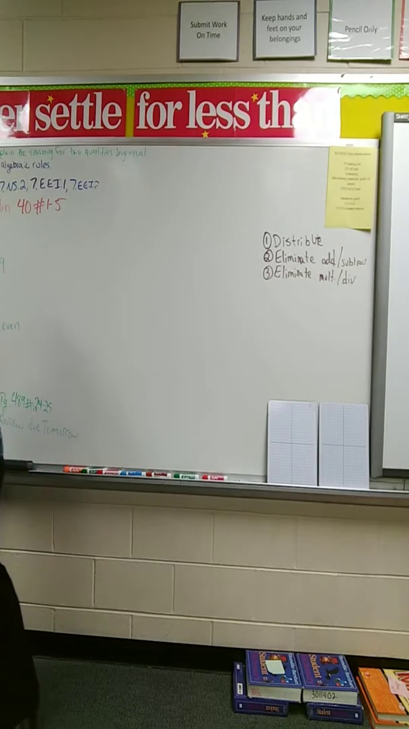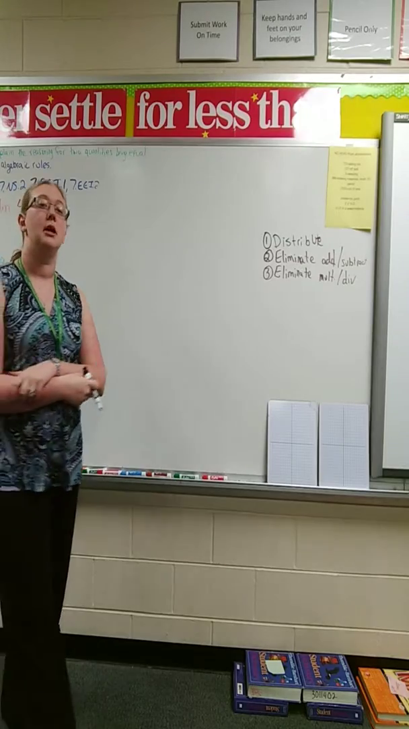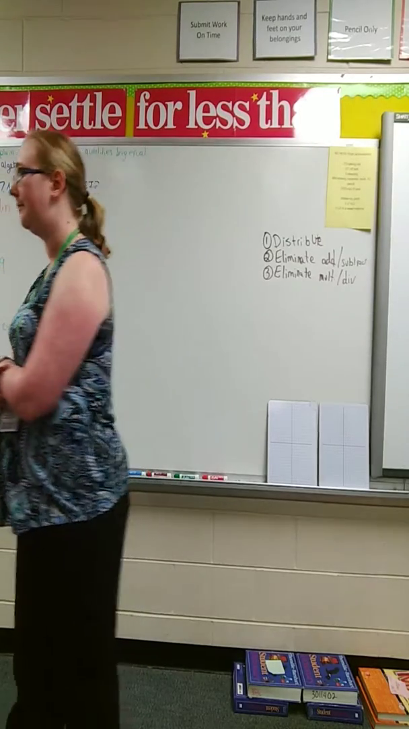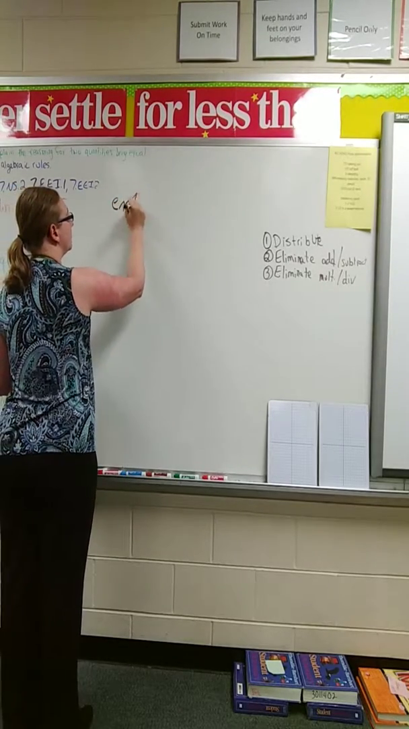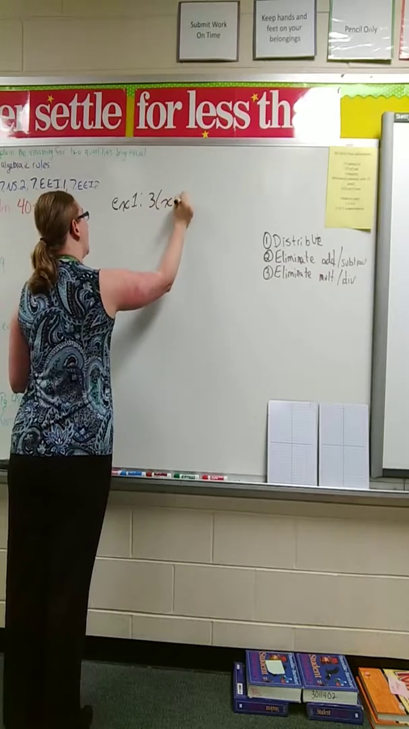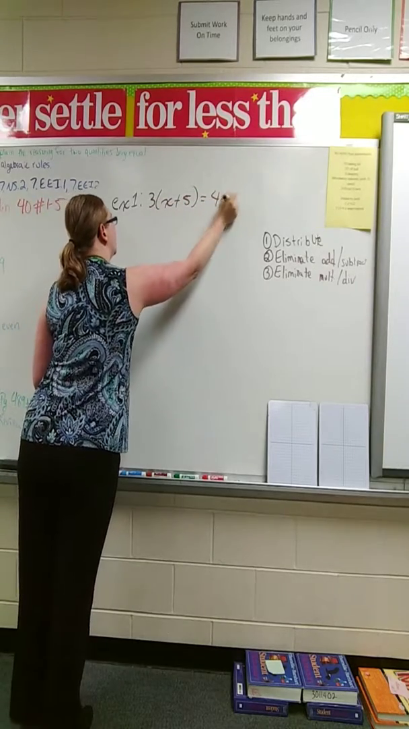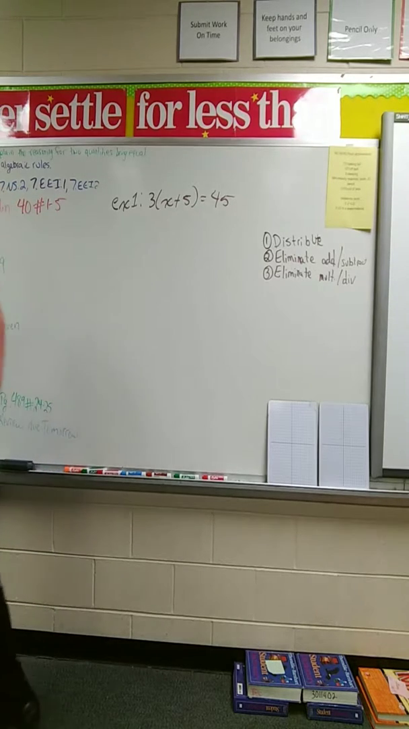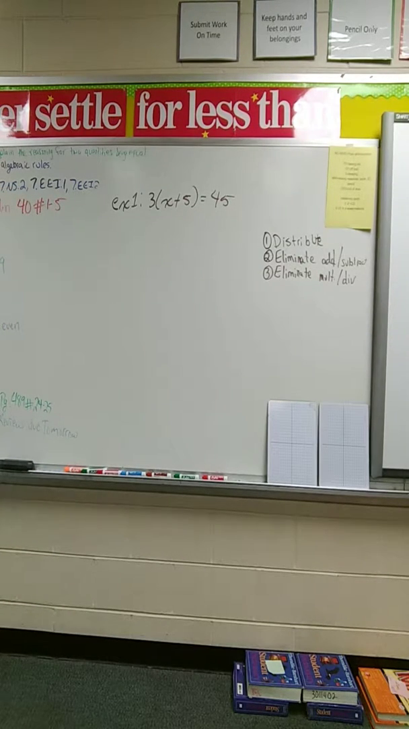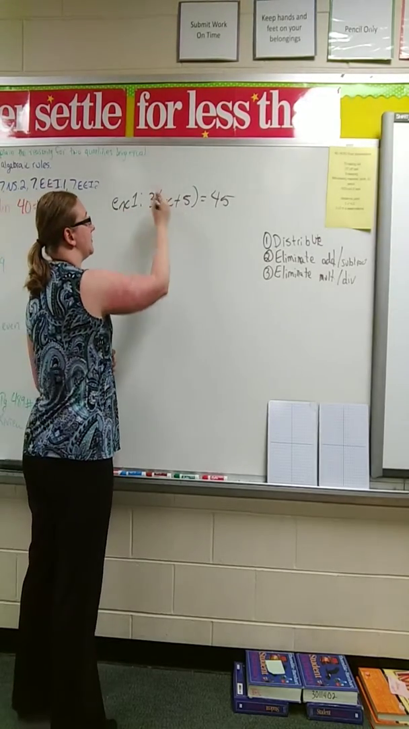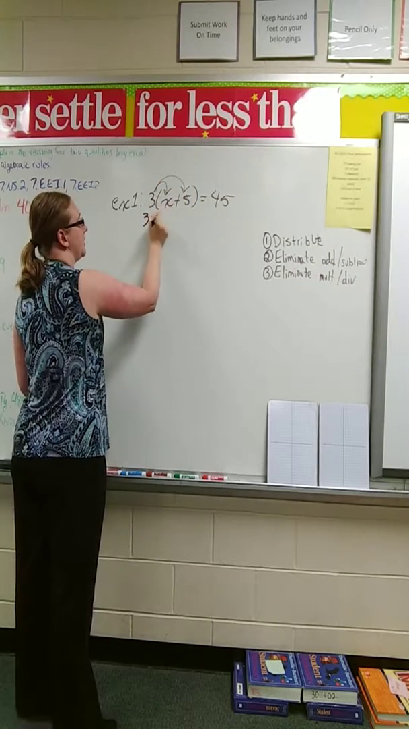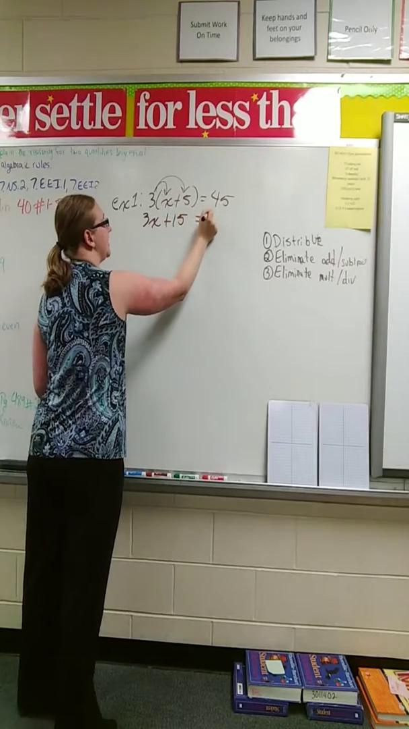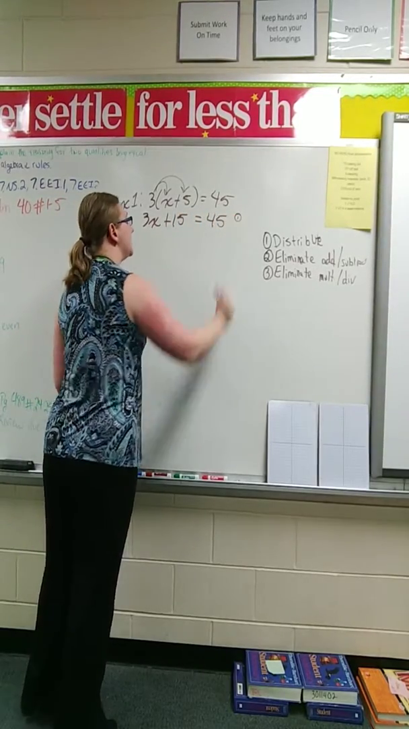We are looking at page 482. So, if I look at example 1, I have 3 times the quantity x plus 5, that equals 45. If my first step is to distribute, that means that I need to distribute my 3 to the quantity x plus 5. That gives me 3x plus 15 equals 45. That's step 1.